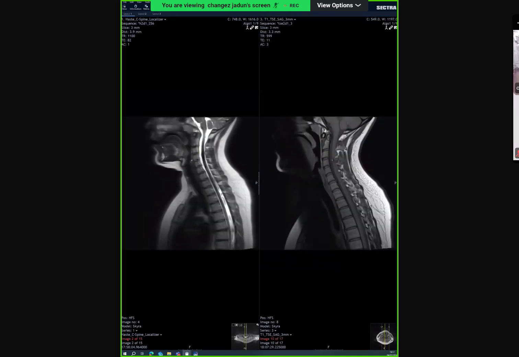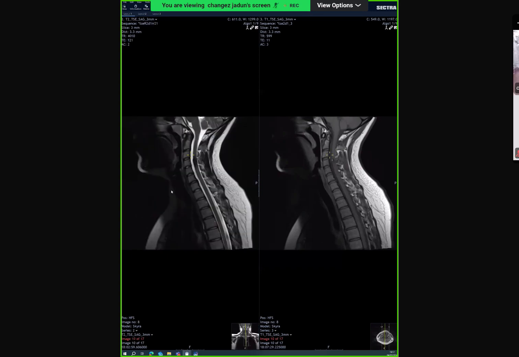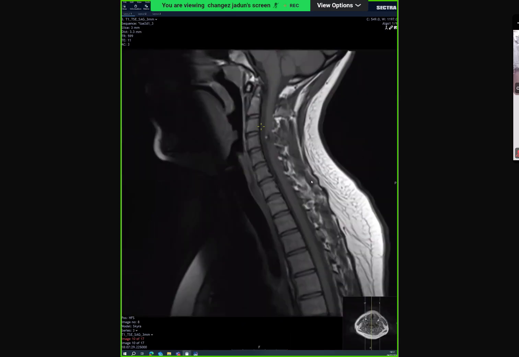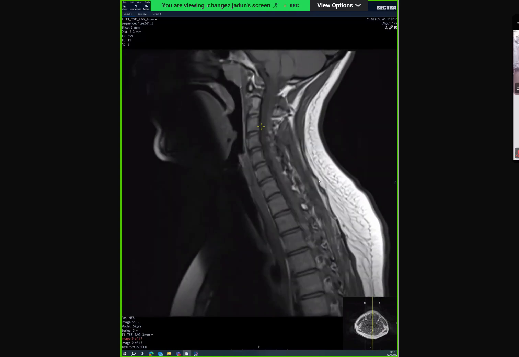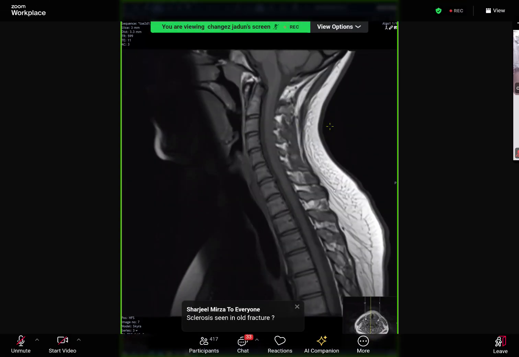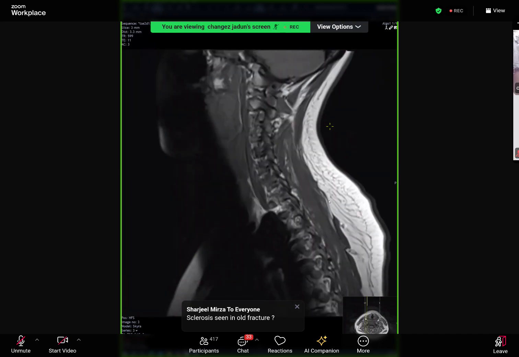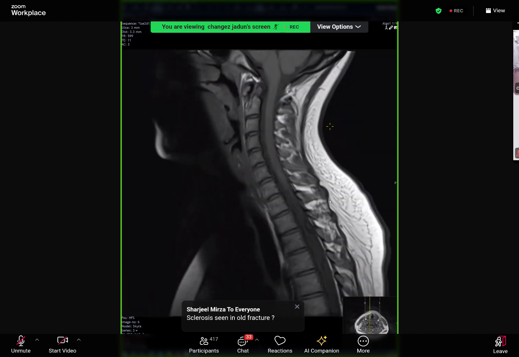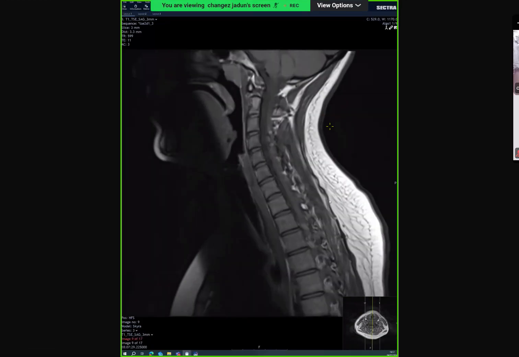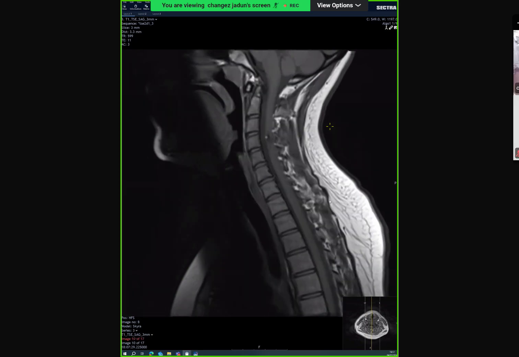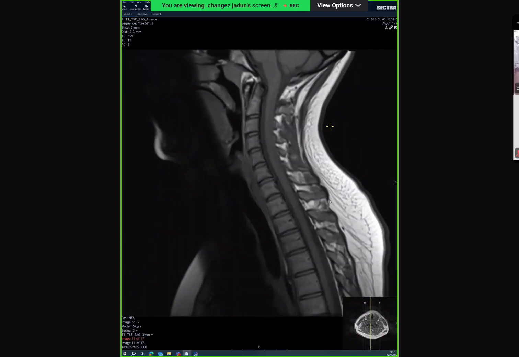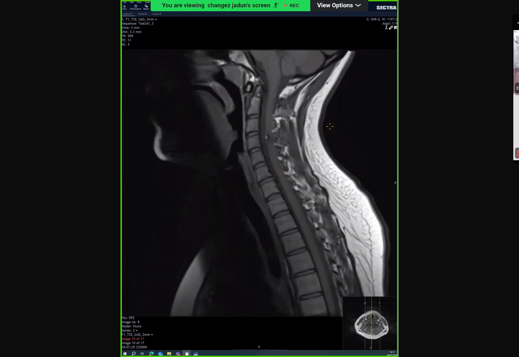So these are the T1 and T2 sagittal images of this patient. Here on the T1 weighted images, I can see that there is a small, possibly a small lesion in the upper portion of the cervical cord at the C4 vertebral level with a tiny T1 hyperintense focus within it. So I would like to further correlate this with the T2 sagittal weighted images.